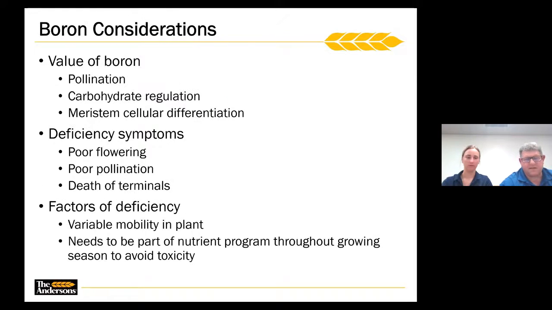Boron, similar to corn, we want to talk about the pollination side and how important that is. And usually what you're going to see out there in terms of deficiency is really poor pollination, poor flowering. That's going to happen, and really that factor that we want to consider is really the need to have boron be part of your nutrient plan throughout the whole growing season. So we don't have that deficiency and we're not putting on too much at a time to have that toxicity side of it.